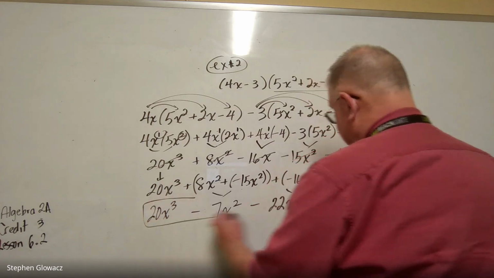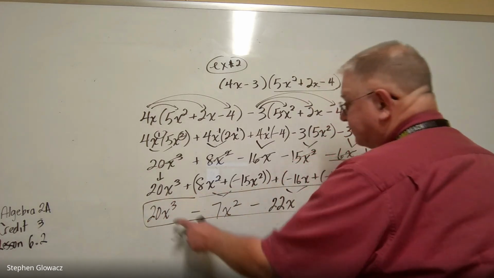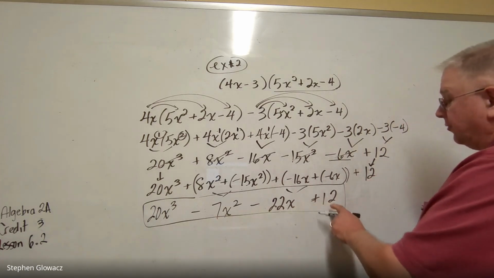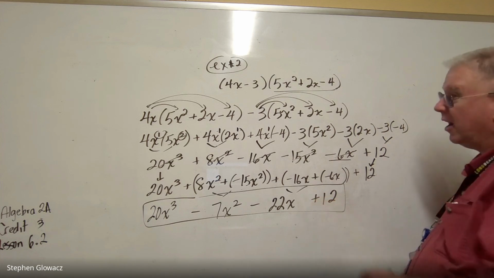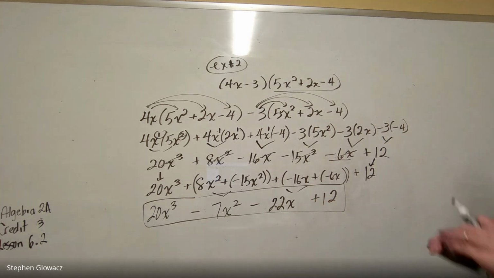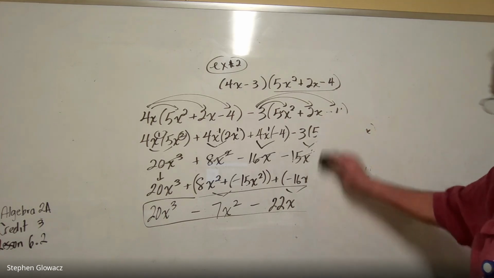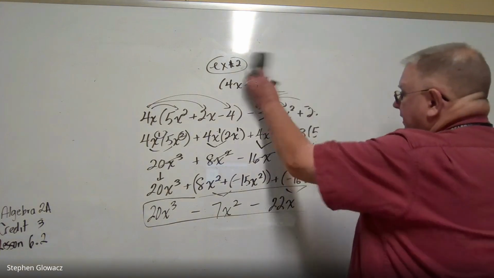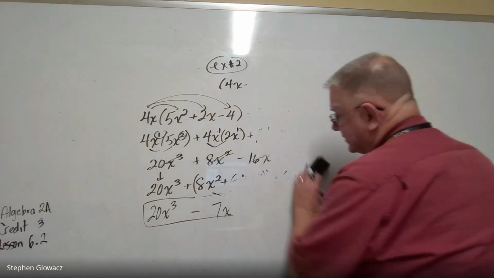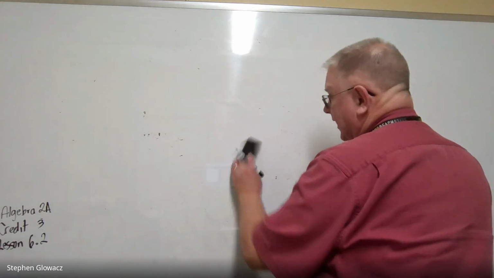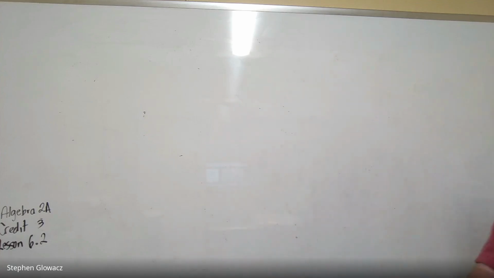Let's go ahead and box that so we can focus on that. 20x to the third minus 7x squared minus 22x plus 12. All right, so that's our example for number 2. Let's take a look at an example for number 3, which is similar, but we have several steps here. So let's take a look at, again, one more example here.